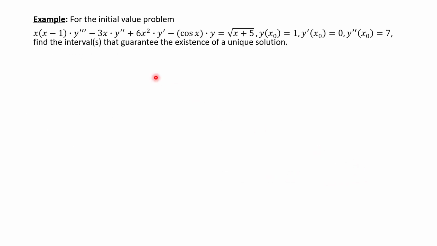So let's try out this example. We have an initial value problem here, and we're going to find the interval or intervals that guarantee the existence of a unique solution. First, just identify that this is in fact a differential equation that is linear, and it is an initial value problem. Notice we have up to the third derivative of y. All of the coefficients only involve x, our independent variable, right here, here, here, and what this equals is something that only involves x as well.